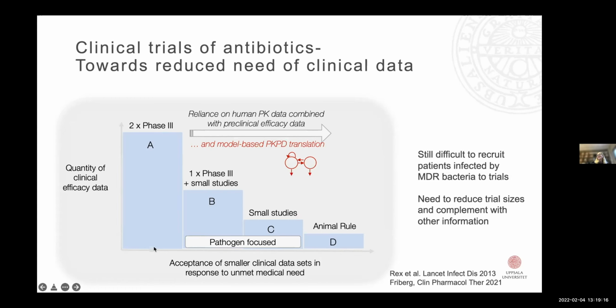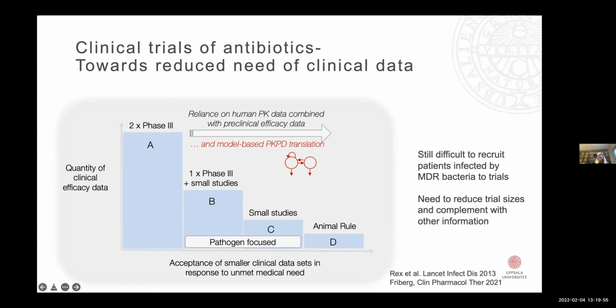This is a schematic that John Rex outlined quite a few years ago now, and the idea was that we don't need these two phase 3 trials. Phase 3 trials are the really big trials where you compare to another compound or treatment which is already available to patients and try to prove that you are at least as good. These require several hundred patients each, so it took a very long time to accomplish these trials, and of course it becomes very expensive.